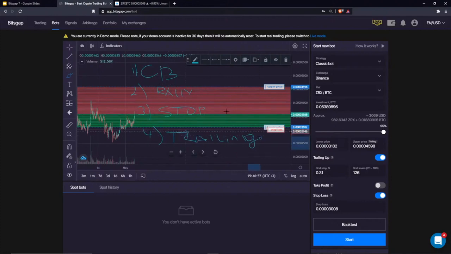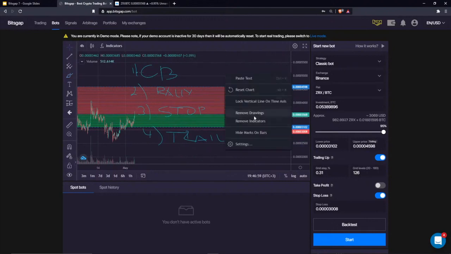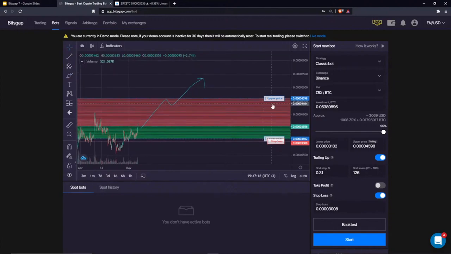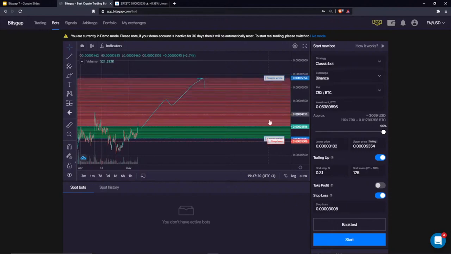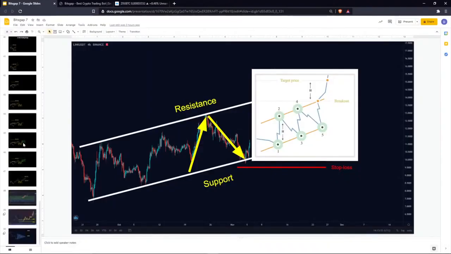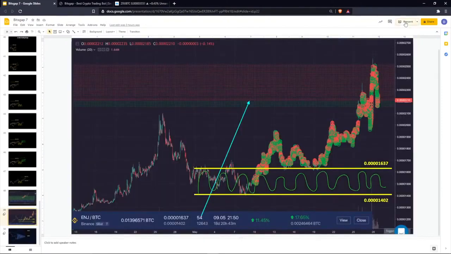The thing about the trailing is that if the price breaks the upper limit of our trading range right over here, then thanks to trailing up, the bot will continue trading even if the price goes above the initial upper price. In that case, with trailing up enabled, your trading range will follow the rally, and you end up having your trading range somewhere in that area. I have the case here as well, just to show you. Here we go.